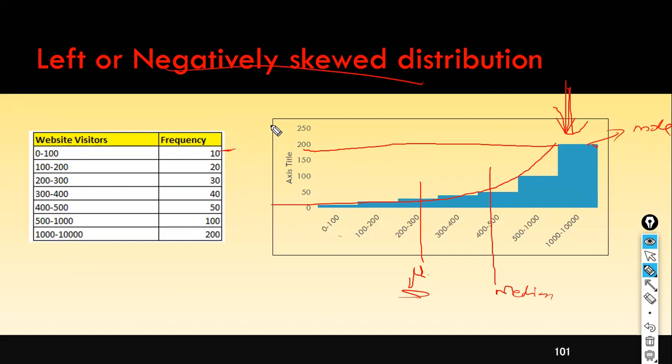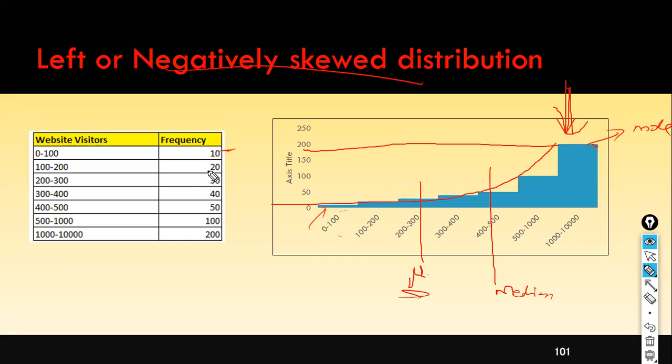Again, you need to use the formula, but in this case we have a range of values. How can I find the outlier? The simple way is by looking at this histogram itself. This one seems to be very low: 10, 20, 30, 40, 50, 60, 50, 100 and 200. This one is very small compared to the rest, hence it's kind of an outlier here.